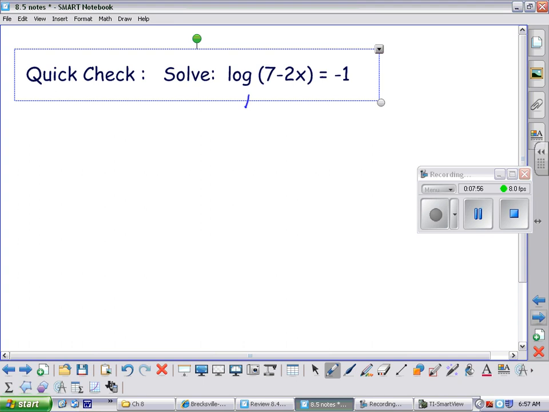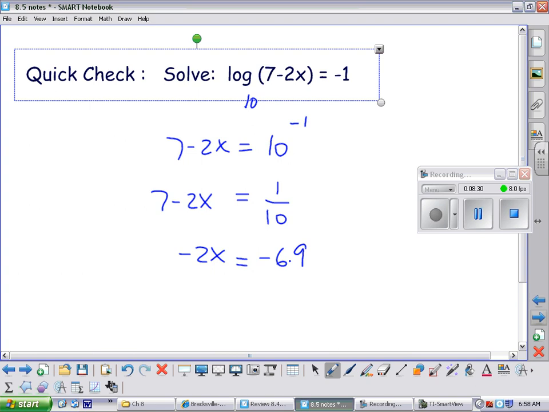Again, just plug in a 10 there, and I go 7 minus 2x equals 10 to the minus 1. Now this is a good quick little algebra check. That's 1/10, 10 to the negative 1. There are a couple of ways of doing this. It might be easiest, instead of cross multiplying, to say minus 2x equals 1/10 minus 7, so negative 6.9. Then divide by 2, and x equals 3.45.